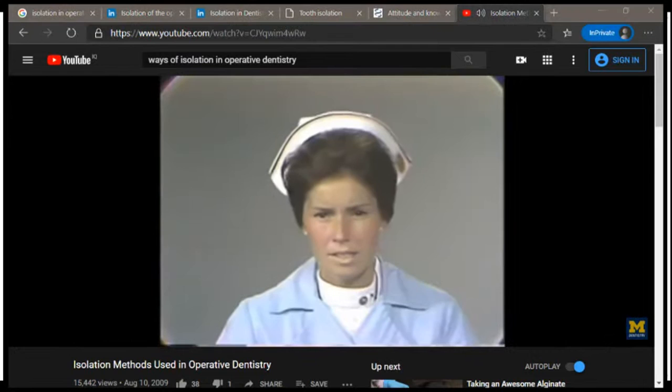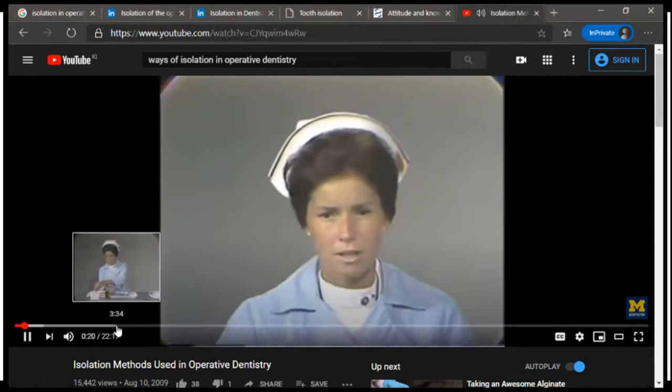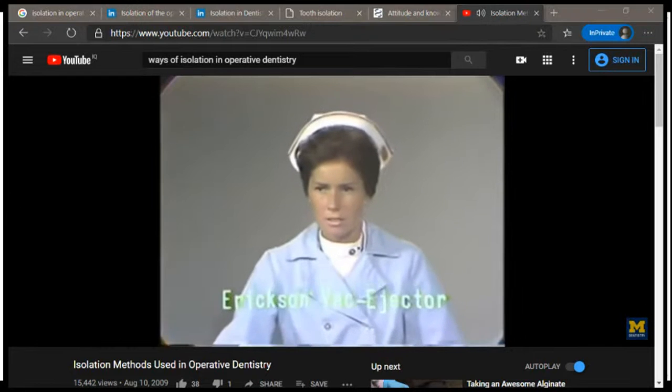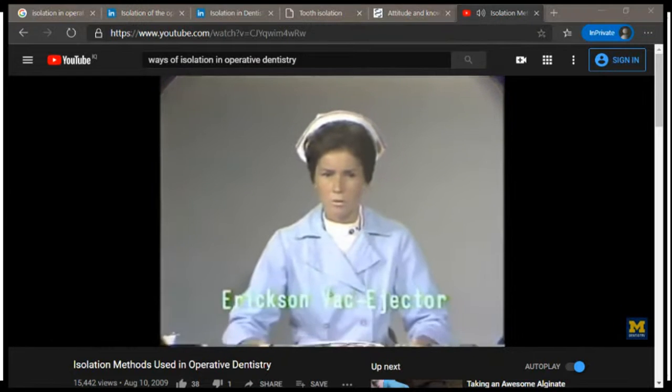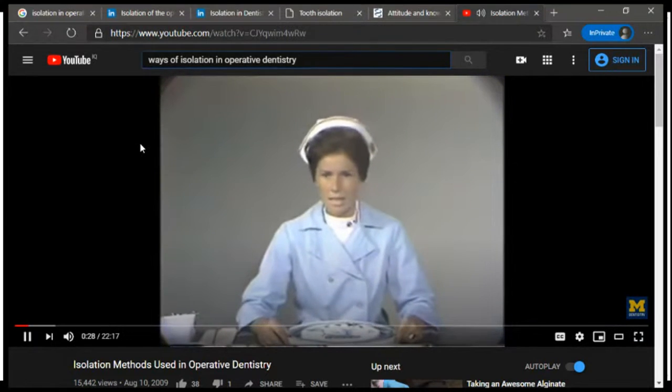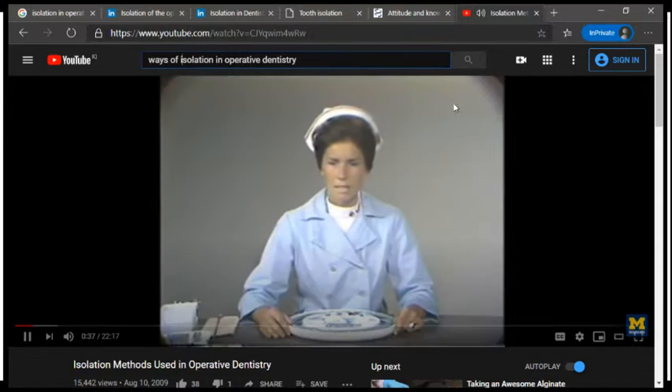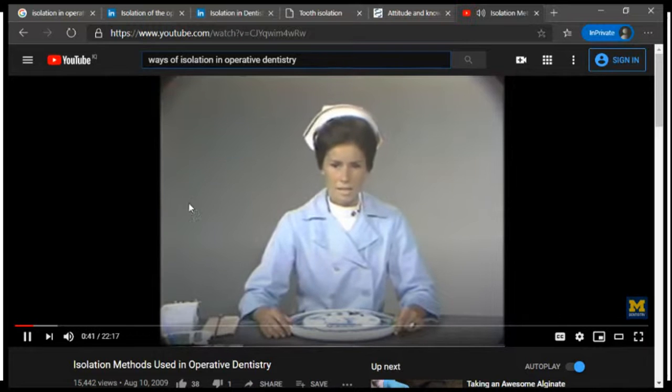The first method of isolation to be demonstrated to you is the Erickson vacujector. The primary reason for the Erickson being developed was for both the comfort of the patient and the operator while using ultra-high speed in the washed field technique. The Erickson vacujector enables the operator to maintain maximum seeability in difficult areas of access and to work by himself without using a chairside dental assistant.